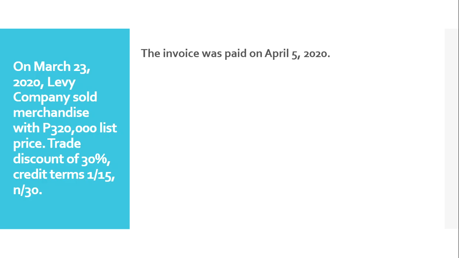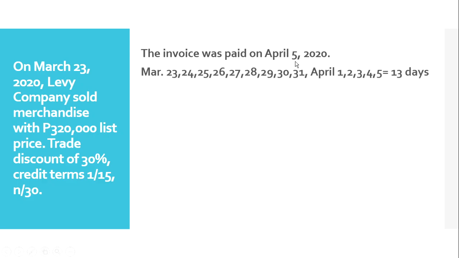Isa pa pala. The invoice was paid on April 5. So, nabayaran daw yung merchandise noong April 5. So, kung kukwentahin natin yan, from March 23 to April 5, 13 days lang ang lumipas. So, si 13 days, pasok siya sa 15 days na term. Makaka-avail si buyer ng 1%.